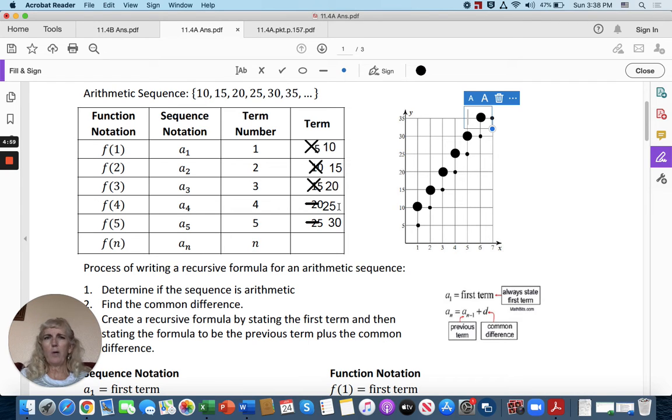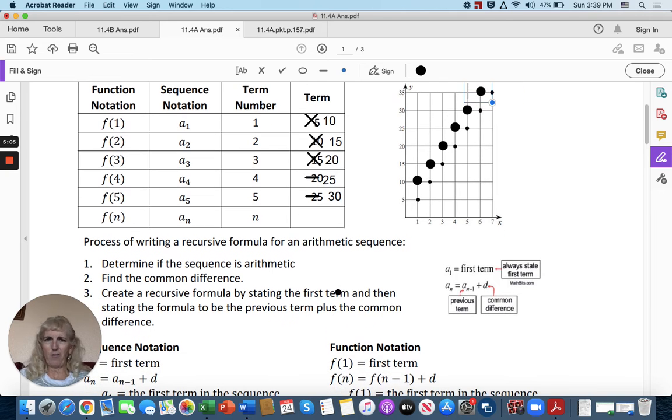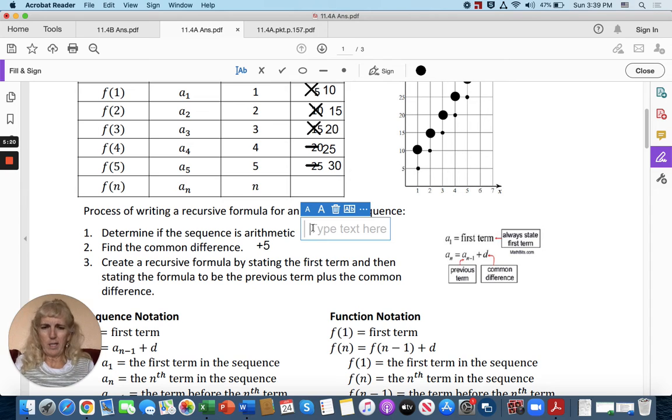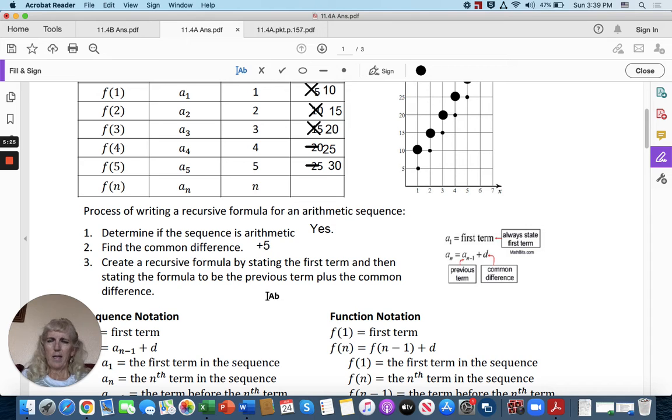And if it's a really hard one, again, you take the second term minus the first, and you can find the common difference. So we know here you're going to be adding 5 each time. And since it's all the way through, we can put over here, yes, there is a common difference and it is arithmetic. And then you create a recursive formula by stating the first term and then stating the formula to be the previous term plus the common difference.